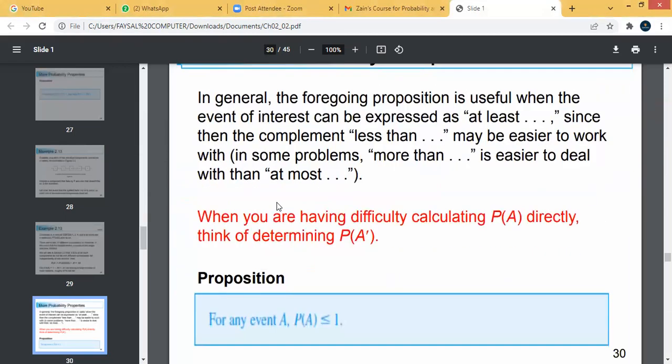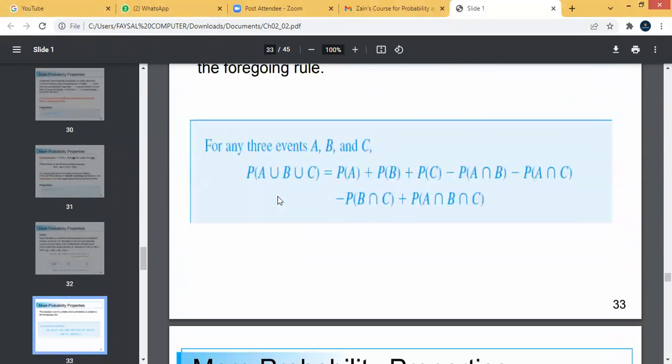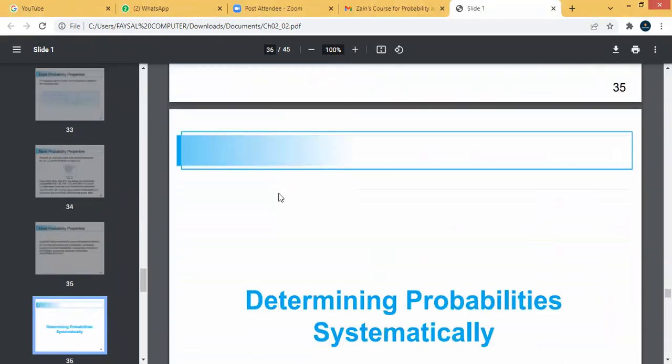Moving towards the next example. Where is the next one?